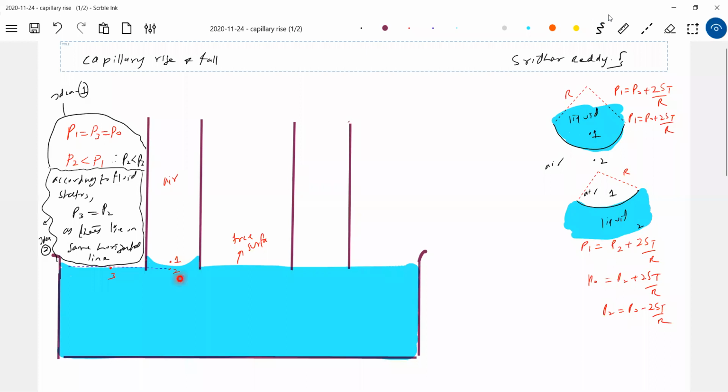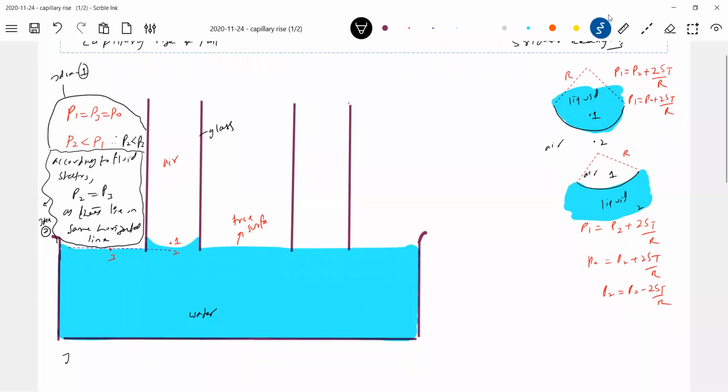2 and 3 should lie on the same horizontal line, so pressure should be equal. But look at the surface tension here, because the water will wet the glass. So P2 less than P3 you're telling, and according to fluid statics, you are saying P2 is equal to P3. Which one is correct? Idea 1 and idea 2 are contradicting each other.